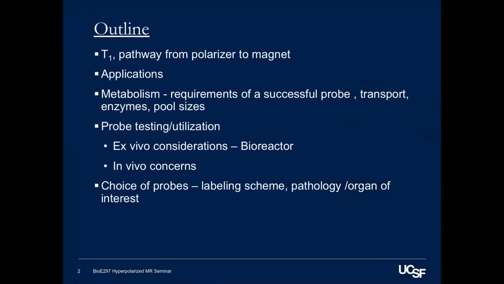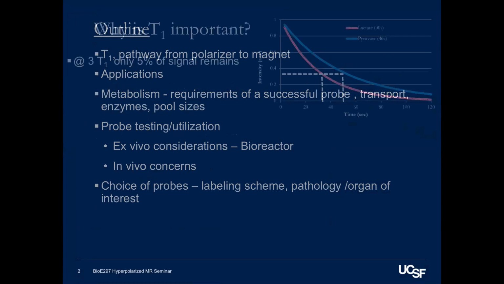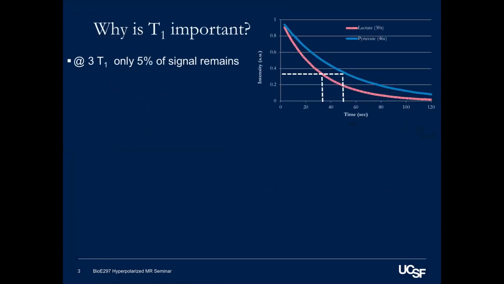So I'm going to cover a few different aspects of it. The T1 applications of what are the different things out there, but not too much into the details of it. And I'm going to concentrate mostly on the metabolic applications, the different aspects of it that we need to take into consideration before you actually use it for your experiment. And then how do we go about testing it, some of the options out there, and then the choice of probe. And so I'm going to start off with T1.